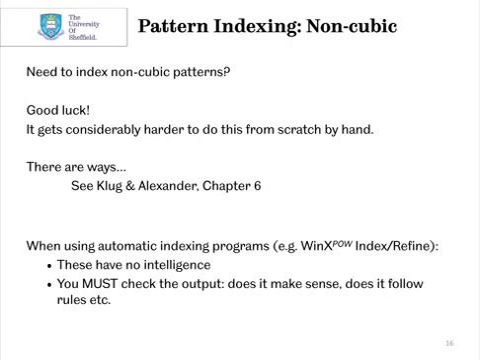and WinXPow. But bear in mind, if you're using these kind of automated indexing programs, they don't have any intelligence. They're just kind of finding numbers that work, not necessarily the best answer. You must always check the output. Does it make sense? Does it follow the rules? Does it answer the problem that you're looking at?